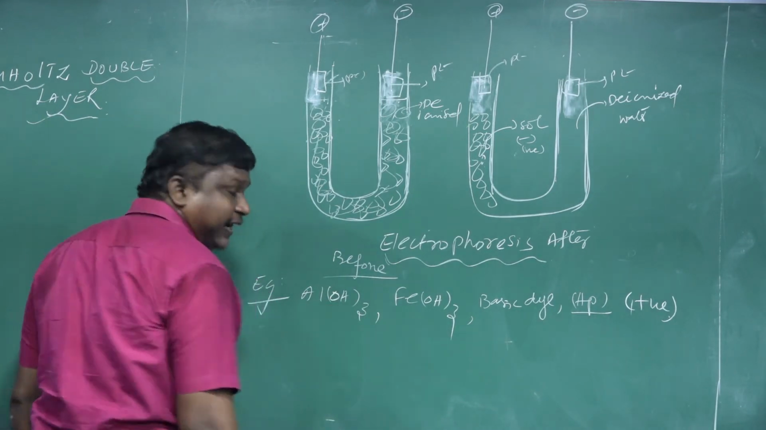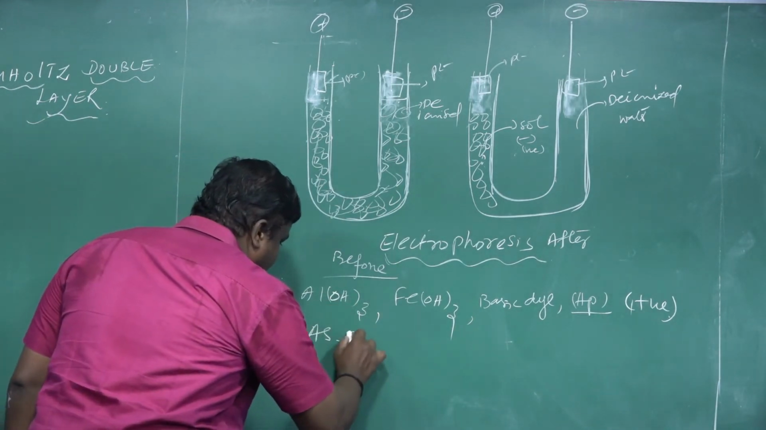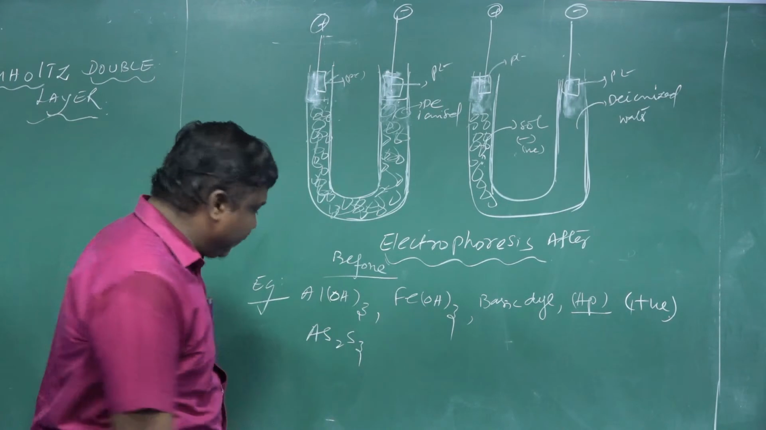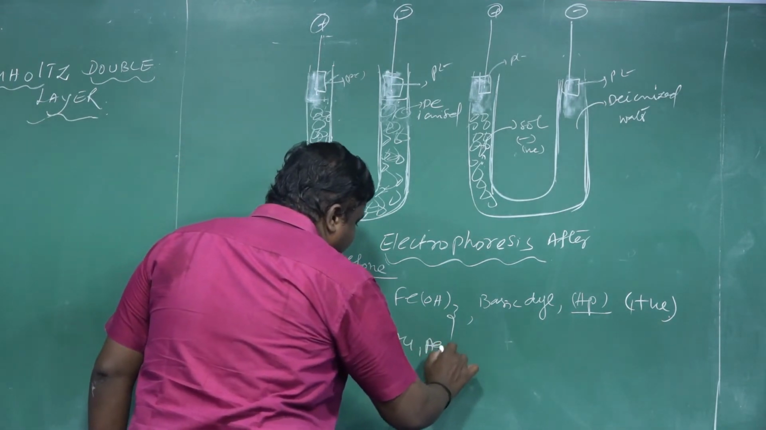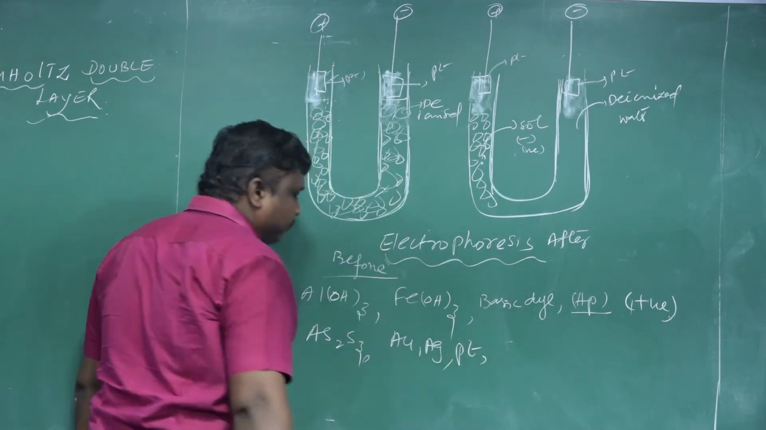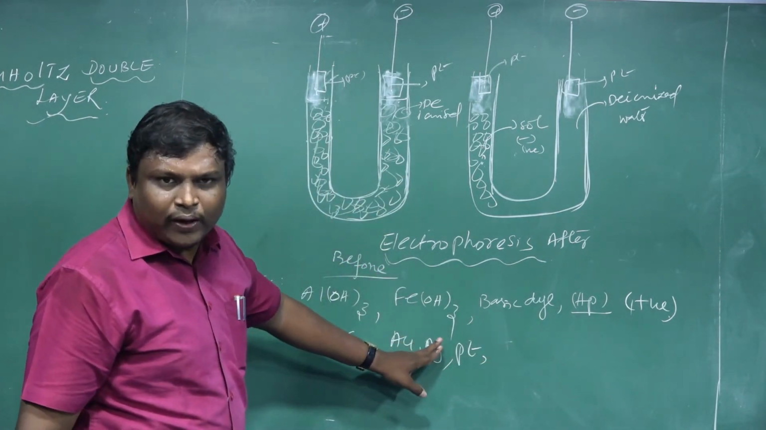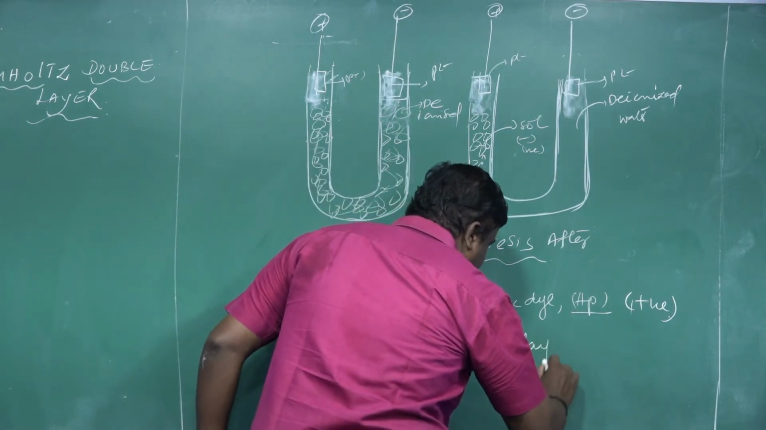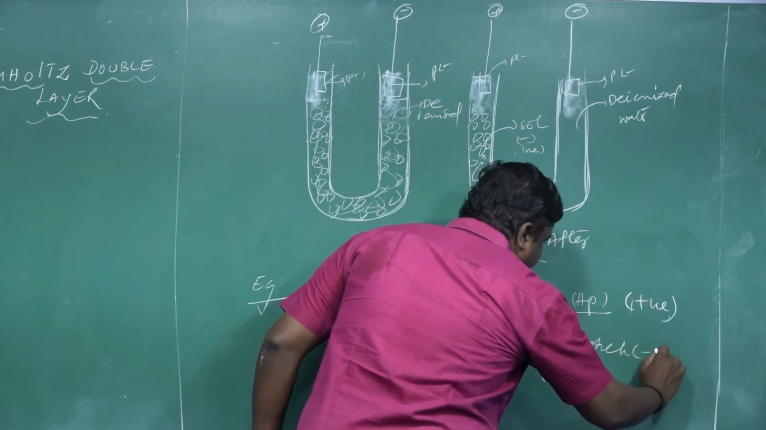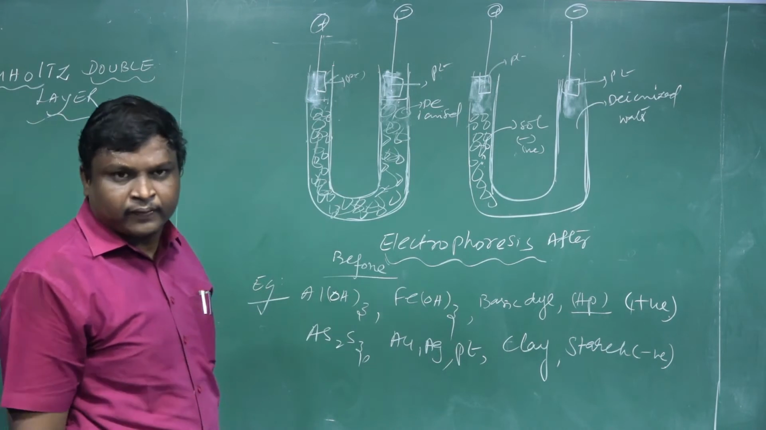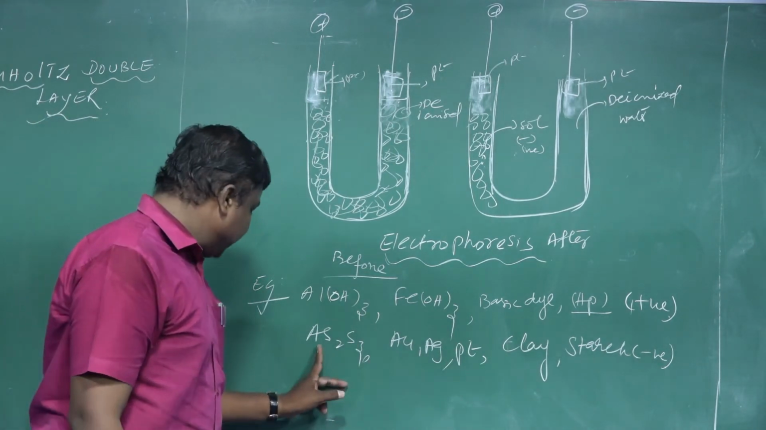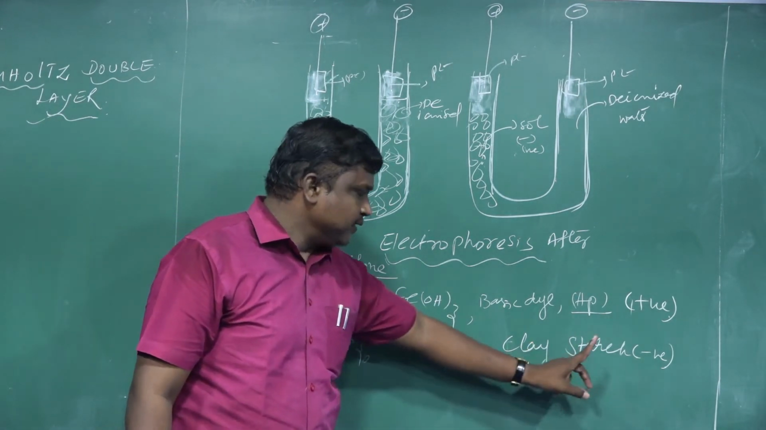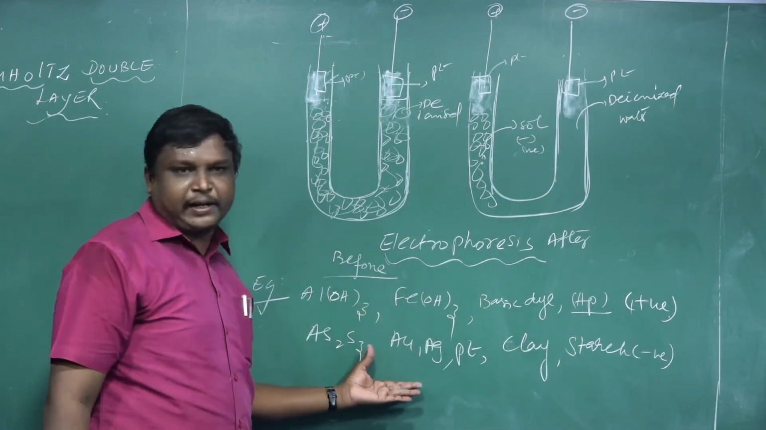Suppose negative sols. Negative sol examples: As2S3, arsenic sulfide, gold, silver, platinum, clay, starch. These are the positive and negative sols.